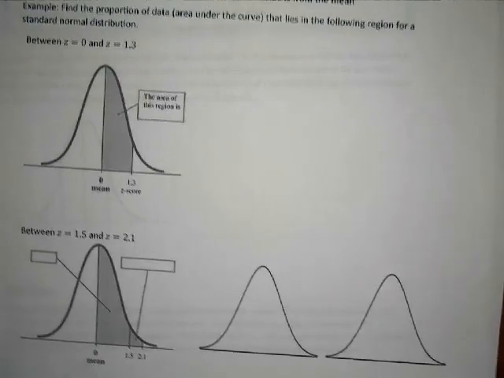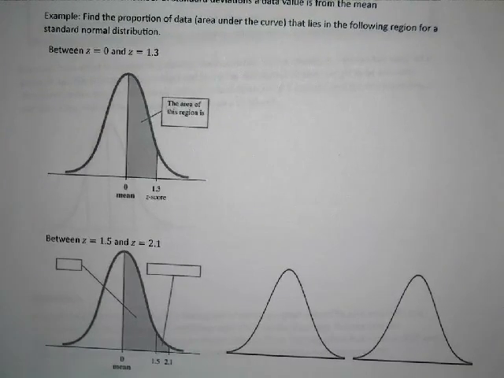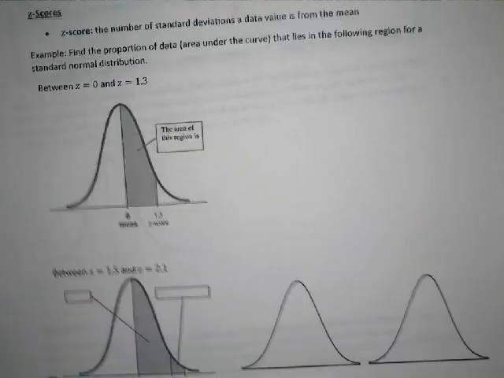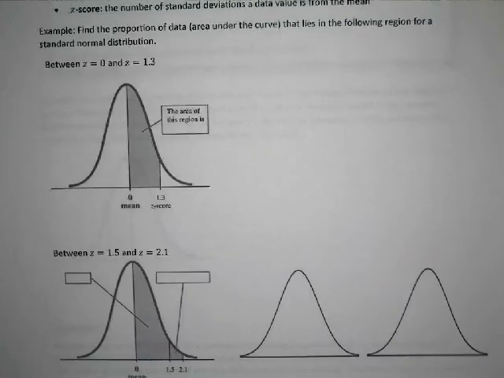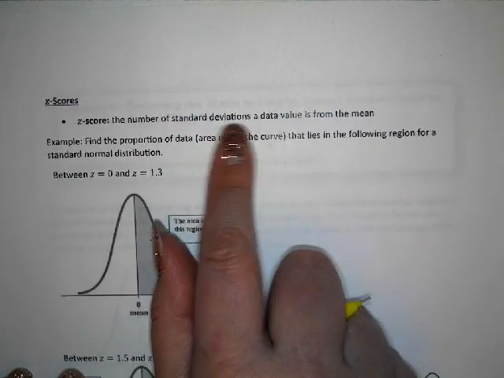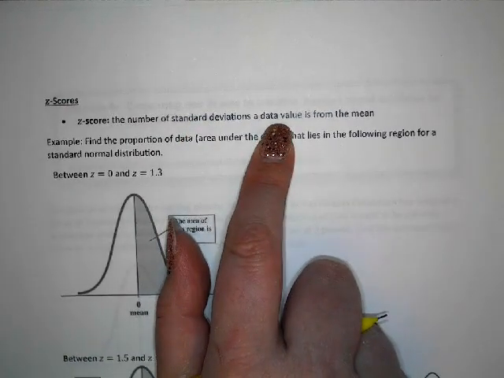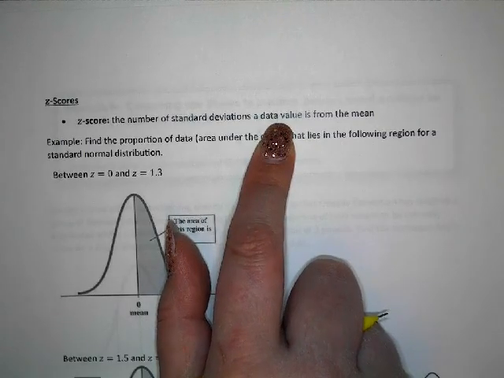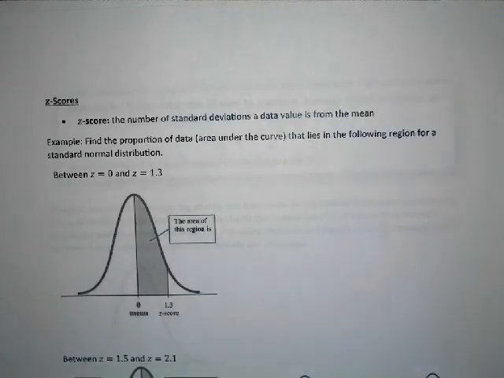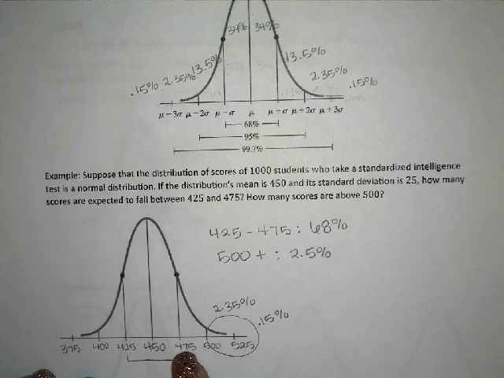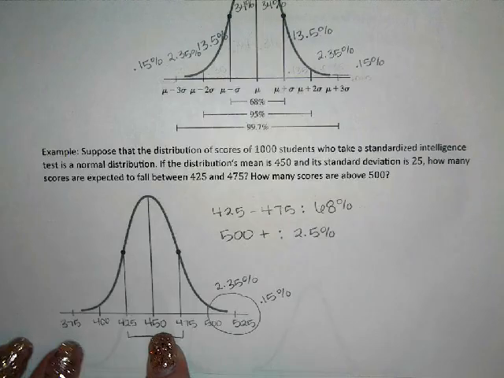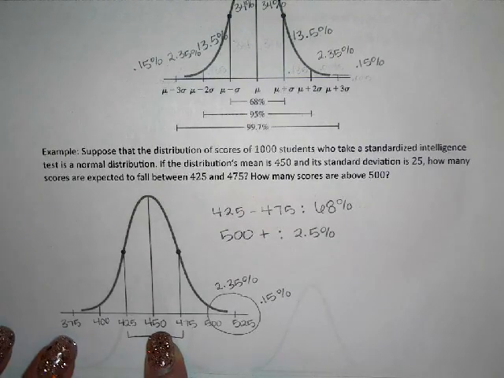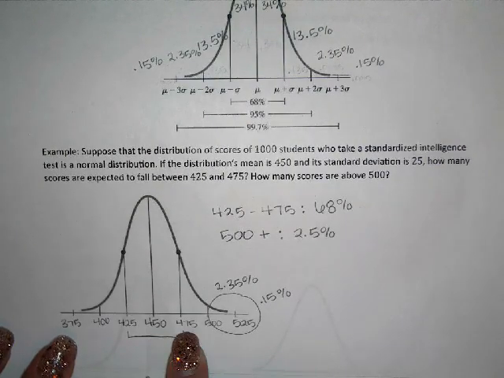The next problem is talking about z-scores, and z-scores are just the number of standard deviations that a data value is from the mean. So if we look back on the previous page, a score of 450 has a z-score of 0. That's exactly the mean. A score of 475 has a z-score of 1. A score of 500 has a z-score of 2.